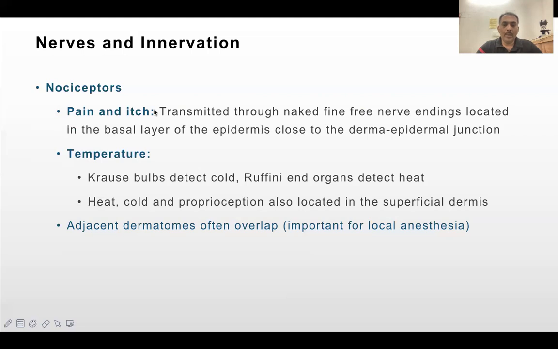Adjacent dermatomes often overlap, and this factor is very important for local anesthesia. When we are giving a local anesthesia for any procedural excisions, for moles, etc., there is dermatomal overlap, and anesthesia in one part might lead to anesthesia in the neighboring part as well.